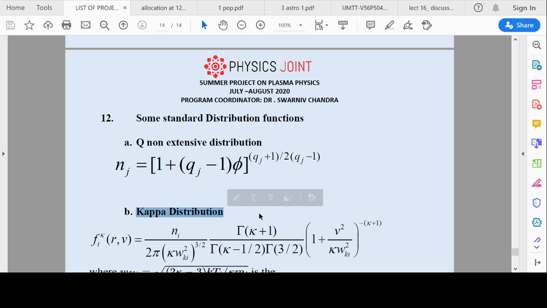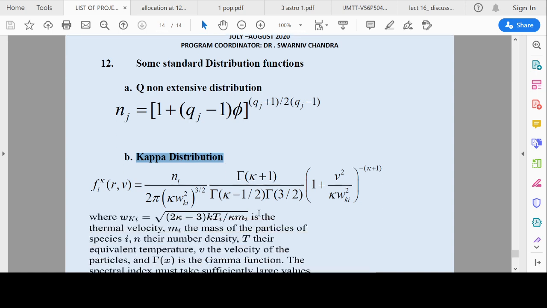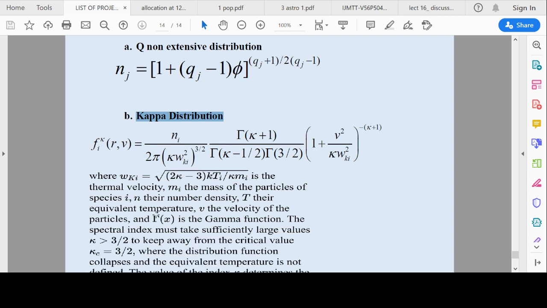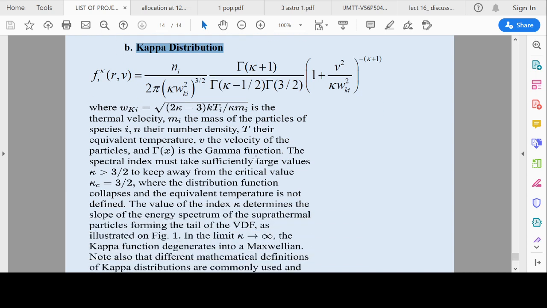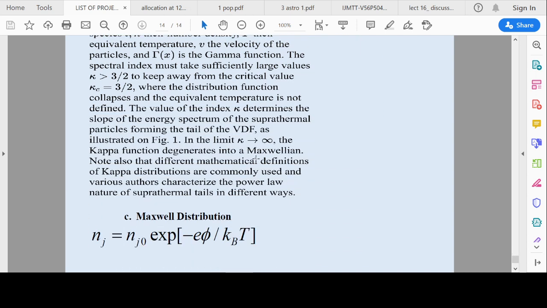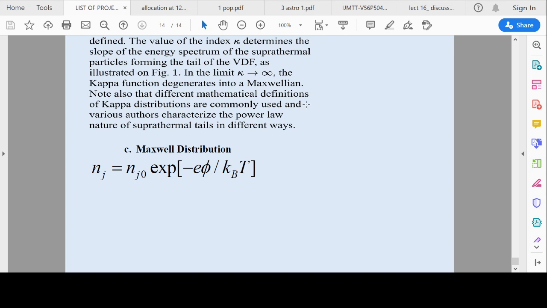What is non-thermal plasma? You just check it. Whenever people are using this kind of distribution, their paper should have this term non-thermal or Kappa distributed particles, something like that. So I have supplemented this with Kappa distributions. You will check the papers. Okay, now Maxwell's distribution.